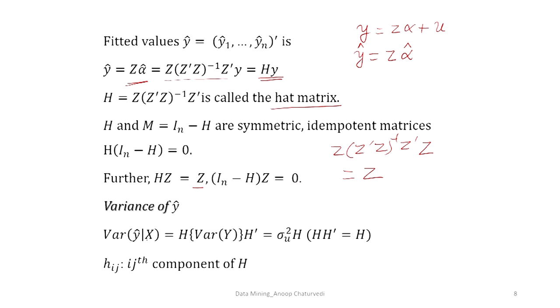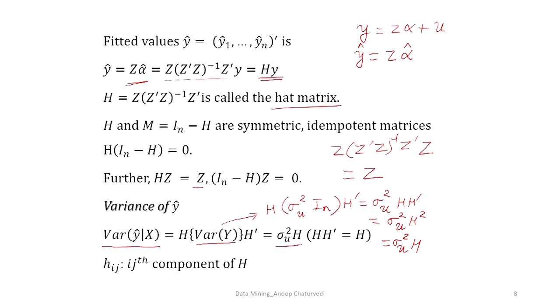Then variance of y hat given x is equal to, y hat is h y, so h times the variance covariance matrix of y times h transpose, and variance covariance matrix of y is sigma square u I n. So, what you get here is h sigma square u I n h transpose. So, this is equal to sigma square u h, h transpose, h is symmetric idempotent. So, you get sigma square u h square, and h square is equal to h. So, variance of y hat given x is sigma square u h.